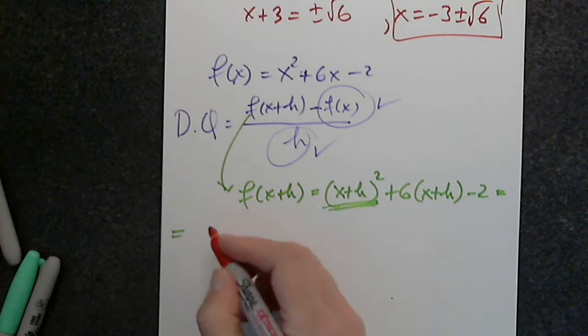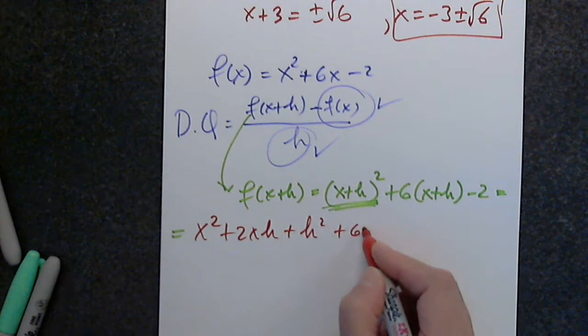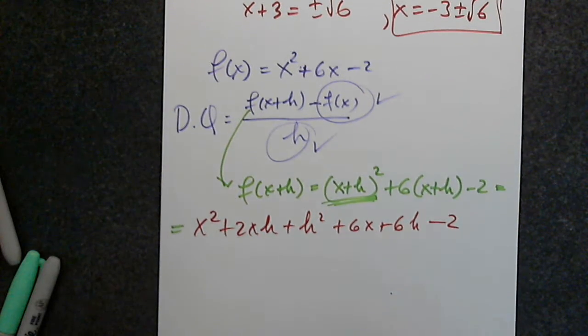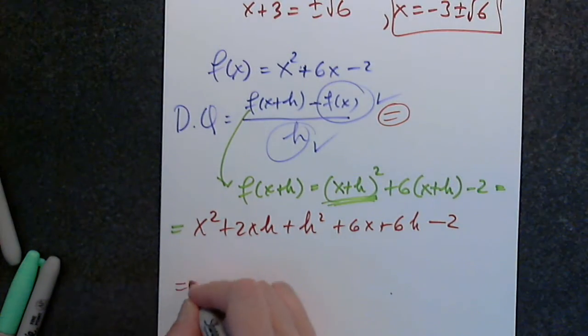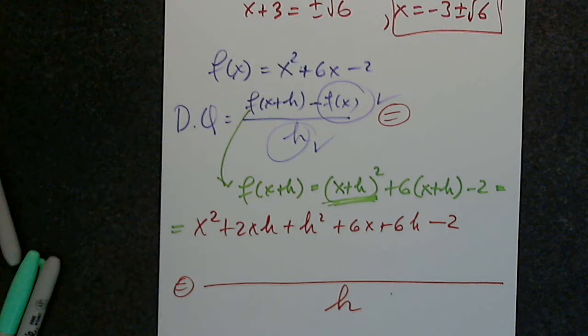x squared plus 2xh. Awesome. Plus h squared plus 6x plus 6h and minus 2. Great job. Now I have all three pieces and I can put them together. But let's analyze what has to happen here. If it doesn't happen, then something is wrong and we have to go back to the drawing board. So what has to happen here?